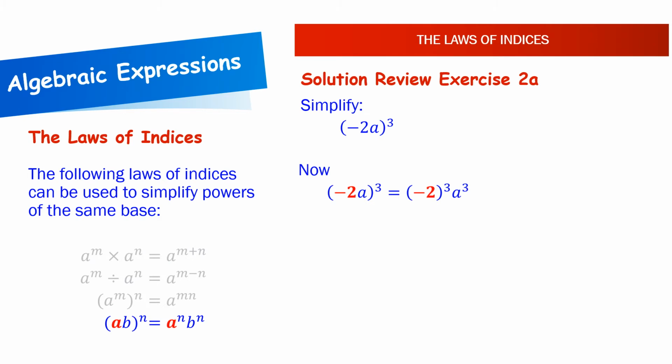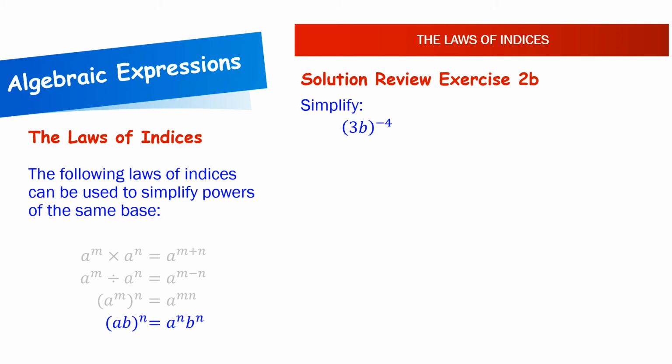Using the last power, we have minus 2a all cubed is minus 2 raised to the power 3 times a to the power 3, as shown. And minus 2 cubed is of course minus 8. So we have minus 8a cubed.